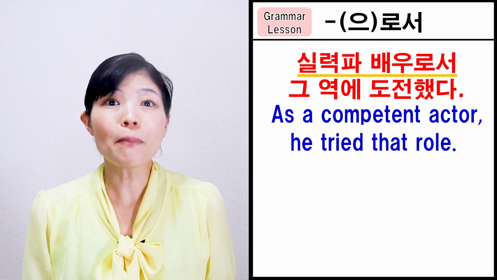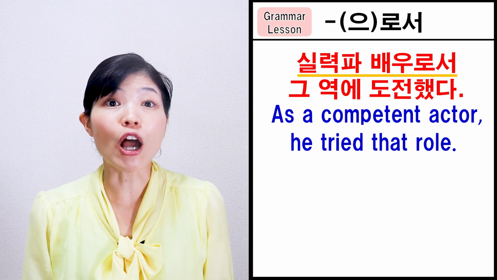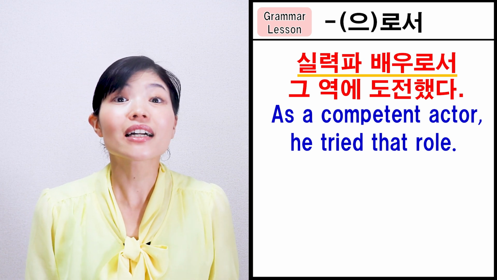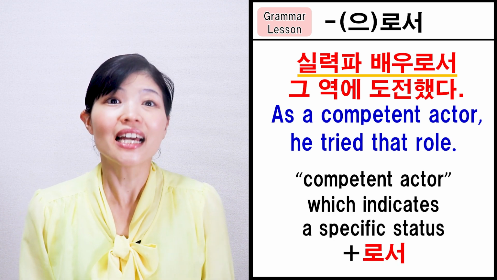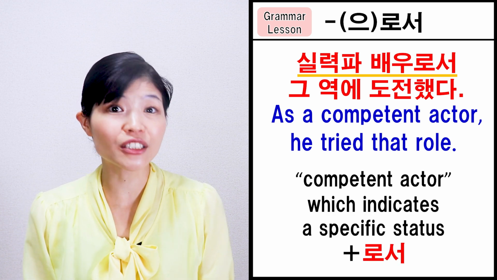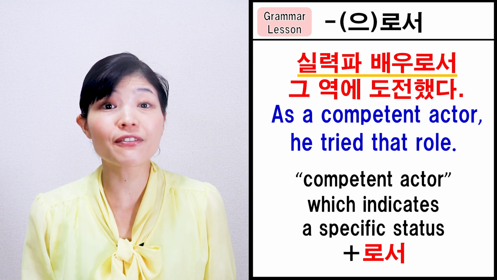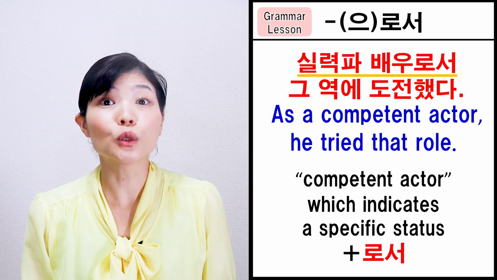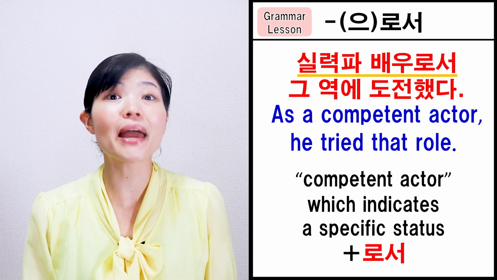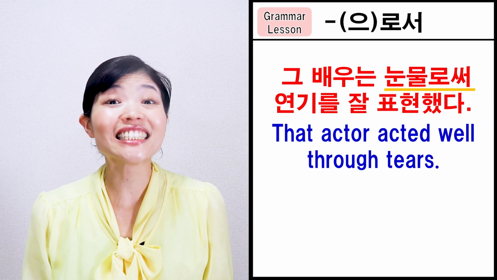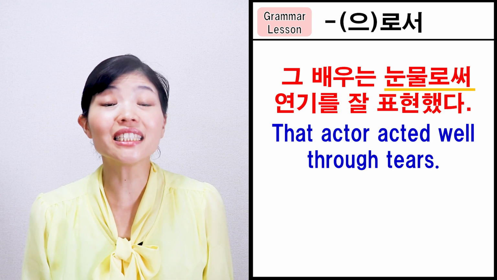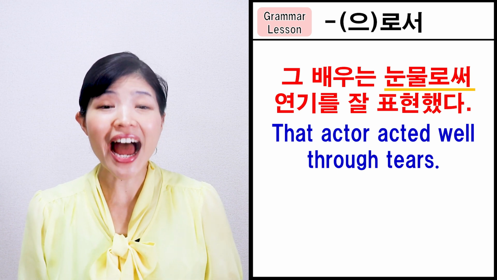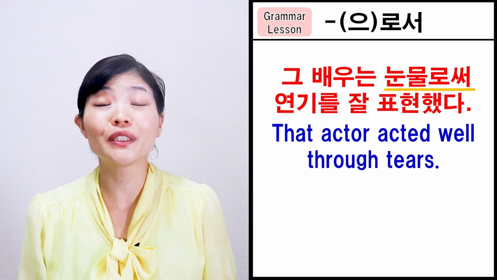실력파 배우로서 그 역에 도전했다. As a competent actor, he tried that role. In this case, since he is a competent actor, which indicates a specific status, you add 로서 to make 실력파 배우로서. Then let's look at 으로써. 그 배우는 눈물로써 연기를 잘 표현했다. That actor acted well through tears.